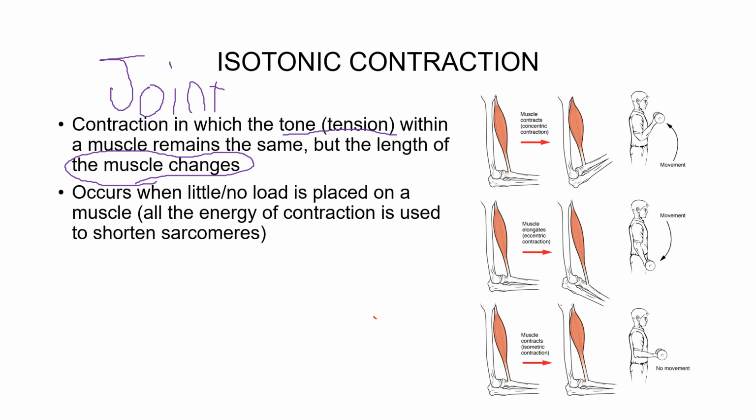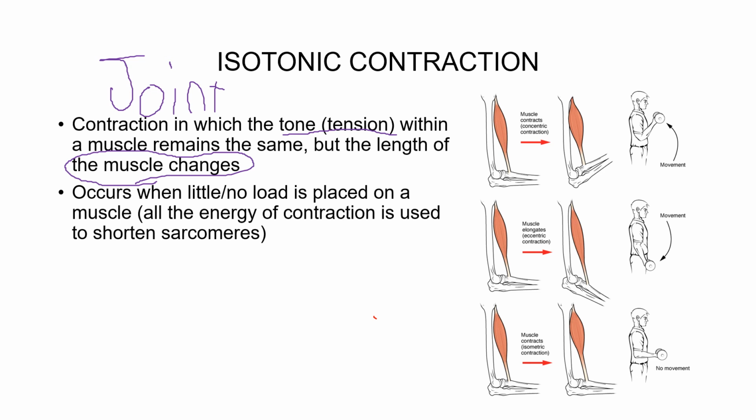Now, the second bullet point says it occurs when little or no load is placed on the muscle. That's not quite right; you can put a lot of load on the muscle, it's just that your body is still able to handle it. For example, if I'm bench pressing 160 pounds, I can move that up and down, up and down. That's an isotonic contraction because my joints can move it.